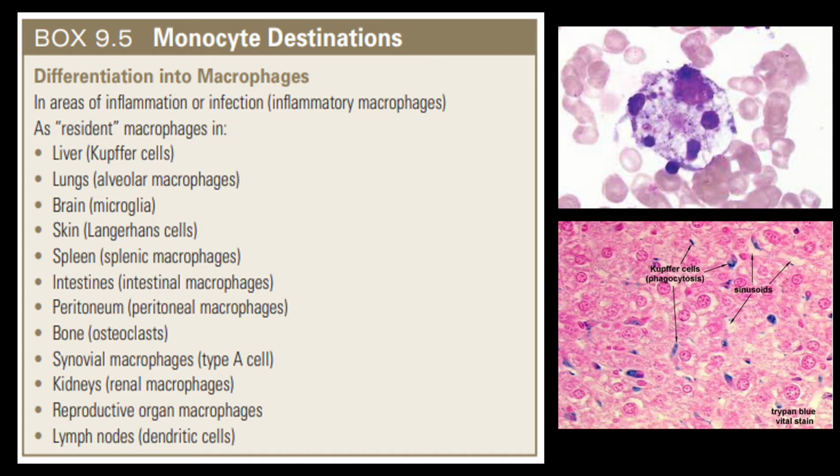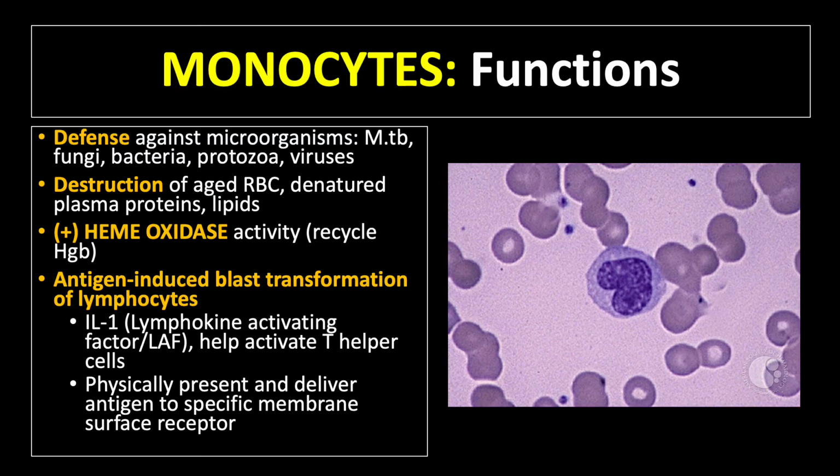We have also reproductive organ macrophages. And the most potent and the most important is the dendritic cell, which is the most potent antigen-presenting cell in the lymph nodes. Now let's go to the functions of our monocytes or our macrophages. So they are defense against microorganisms.